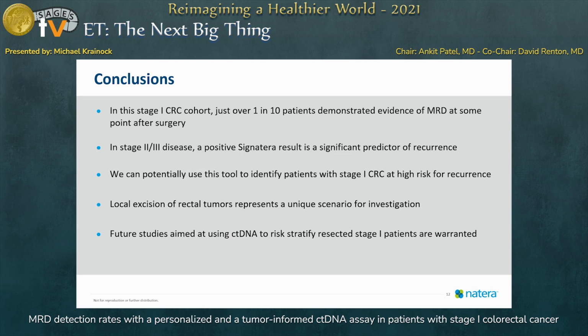I thought it was interesting, we found an anytime positivity rate that's about what we expect for clinical recurrence rates, so about 11.5%. We know that in stage 2 and 3, positive Signatera is a really significant predictor of recurrence. We have no reason to believe it's not true for stage 1 disease. So I think we can potentially use this tool to identify stage 1 patients who are at high risk for recurrence and potentially think about ways to move the needle for them or approach them with curative intent after they've been resected.